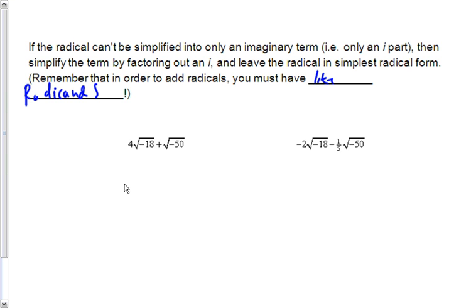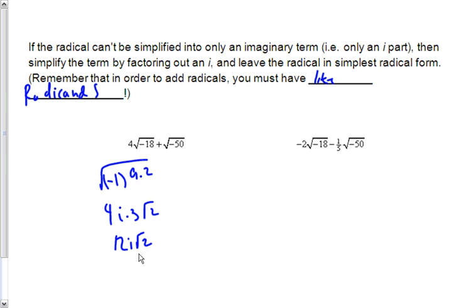All right. So let's do these problems. Square root of negative 18, well, that's 9 times 2. And then there's the negative 1, right? So this is really 4 times, this will become i times 3, and then I get a square root of 2, right? So that's really just 12i radical 2.